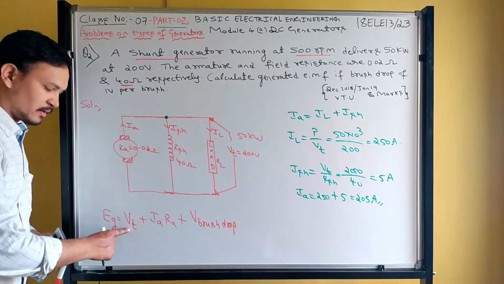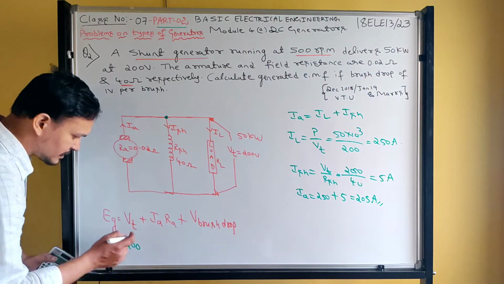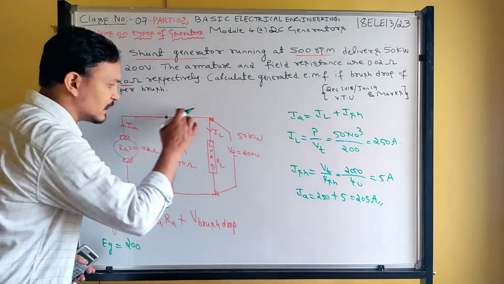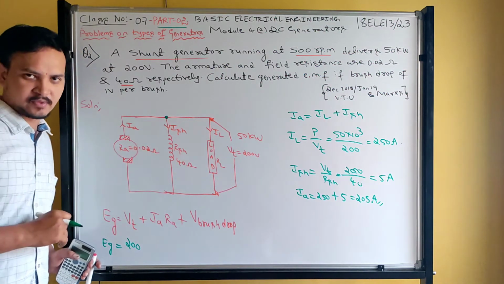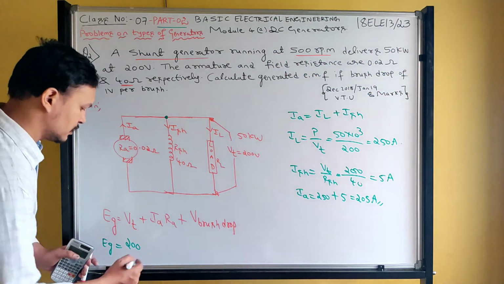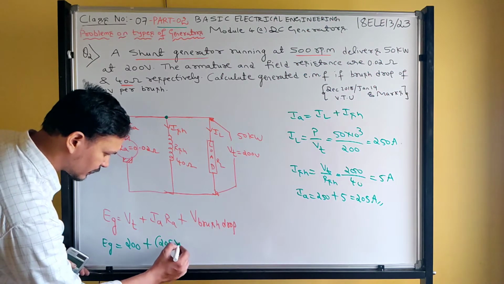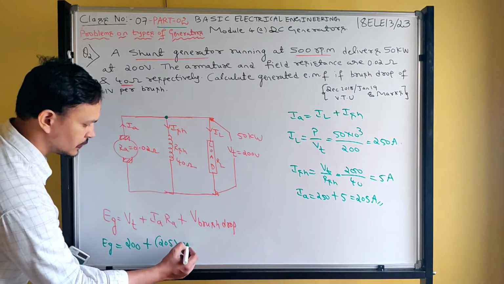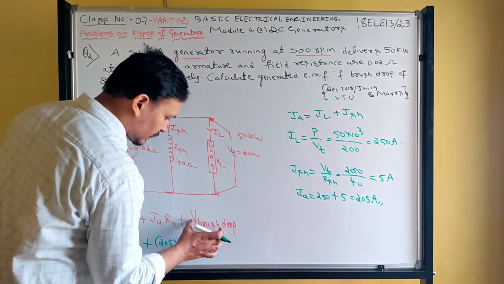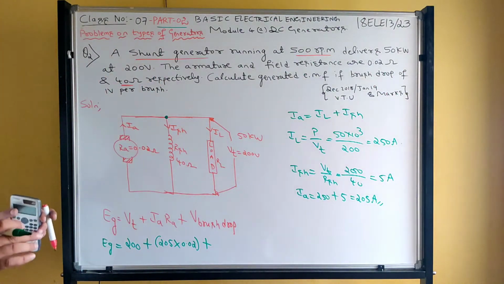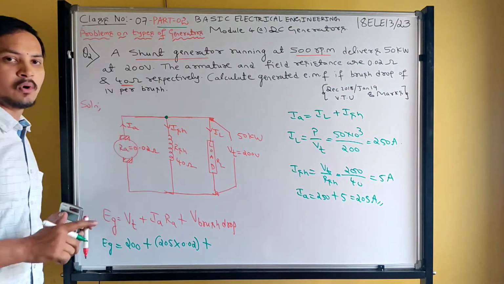So Vt is 200, and now we can find Eg directly. See how I wrote this equation: you should apply KVL to the outer loop. I explained that in the voltage and current relations of various types of generators in lecture 5 or 6, so just go through that. Plus the armature current, 205, into the armature resistance, 0.02, plus V brush drop. Here I should write the total brush drop voltage. But what is given in the question? The brush drop is 1 volt per brush.